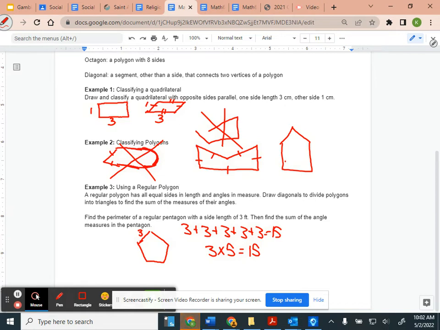Now I need to find the sum of the angle measures in the pentagon, but it's not giving me any angle measures. What did I say we need to do? I need to use diagonals, going from corner to corner to break it into triangles. How many triangles did I break it into? 3. How many degrees is each triangle? Each triangle is 180 degrees.